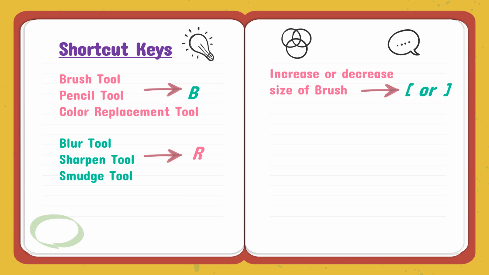Blur, sharpen and smudge tool. Again, a group of three tools, and the shortcut key to these three tools is R.